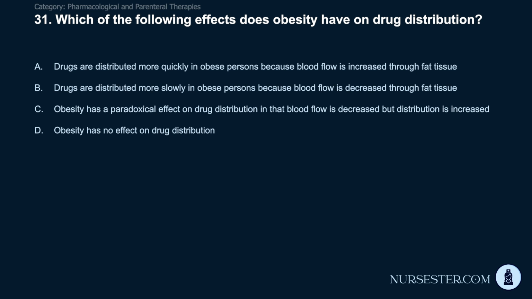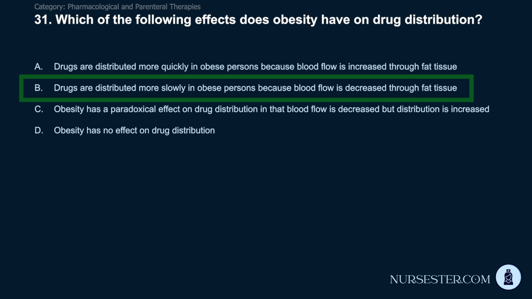Drugs are distributed more slowly in obese persons because blood flow is decreased through fat tissue. C. Obesity has a paradoxical effect on drug distribution in that blood flow is decreased but distribution is increased. D. Obesity has no effect on drug distribution. Correct answer: B. Drugs are distributed more slowly in obese persons because blood flow is decreased through fat tissue.